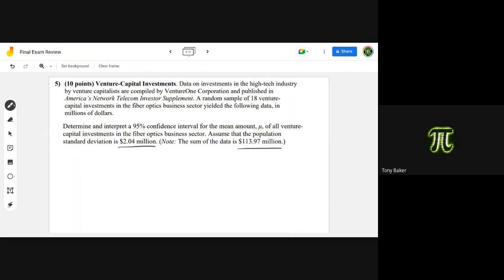So I have a random sample of 18. So if I wanted to figure out my mean, I'm just going to take that and divide it by 18. So 11397 divided by 18. And we get 6.33 is my mean.